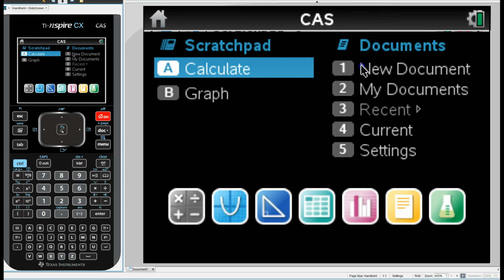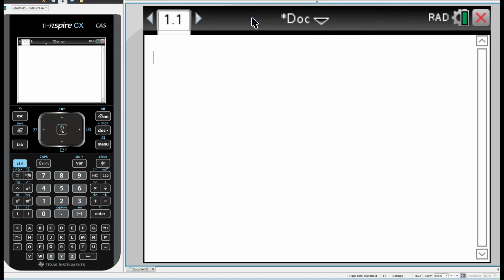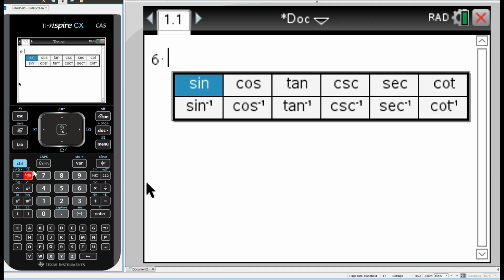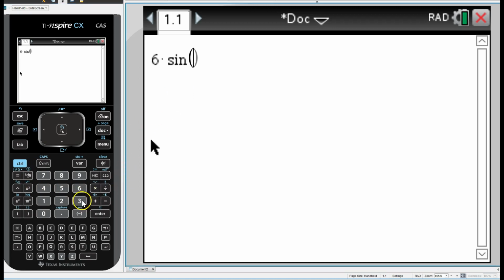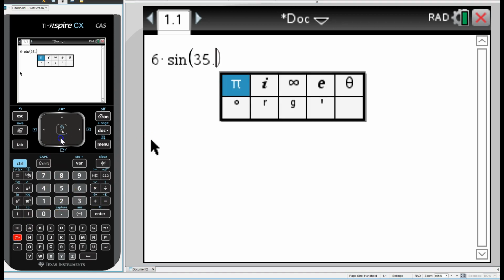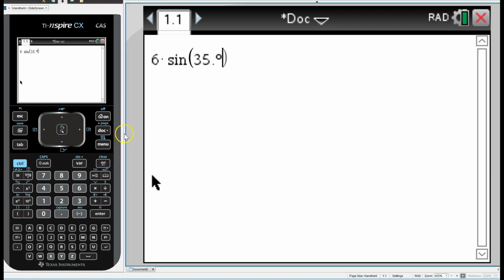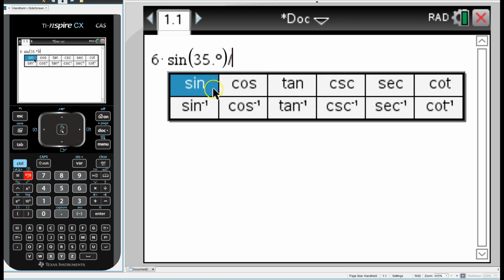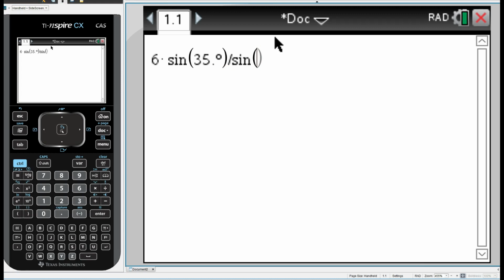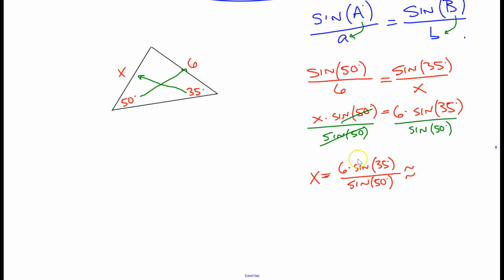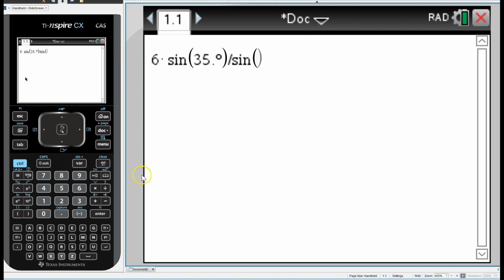We're going to start a document here, and we're going to just need the calculator. So we had 6 times the sine of 35 degrees, and we had to divide that by the sine. Just so I don't get the right number, let me flip back here. We're going to divide that by sine 50. Sine of 50 degrees.